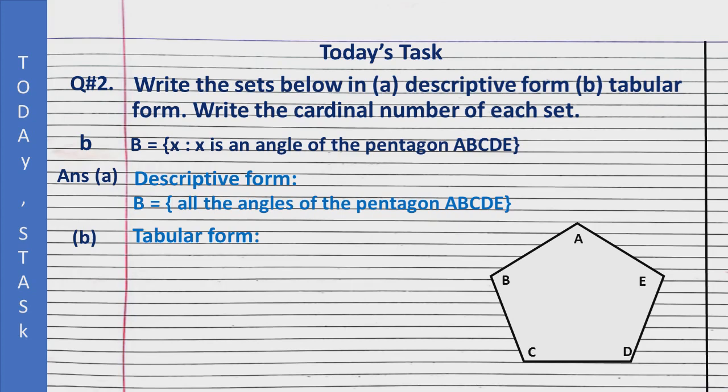In this question, they are asking to write the angles of the pentagon ABCDE. So in tabular form, we will write the answer B is equal to angle A, angle B, angle C, angle D, angle E. Write the answer within curly brackets and separated by commas. Now, let's come to know the cardinal number of the given set. Dear students, there are 5 elements in this set, so the cardinal number of set B is equal to 5.